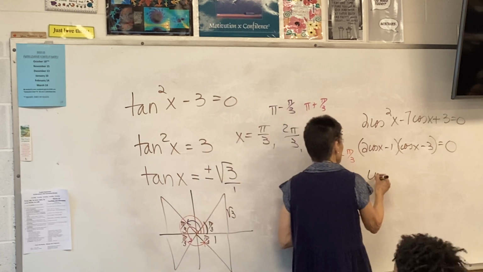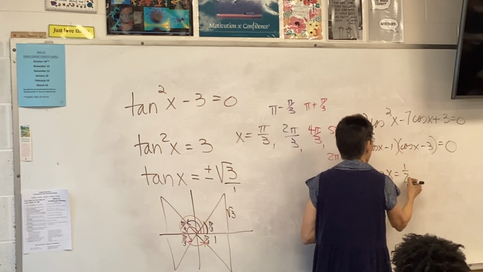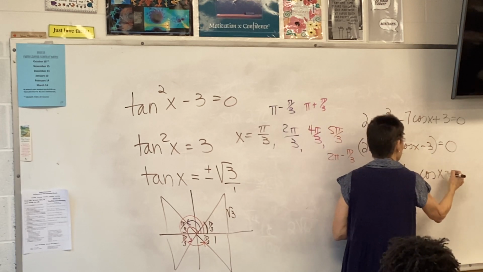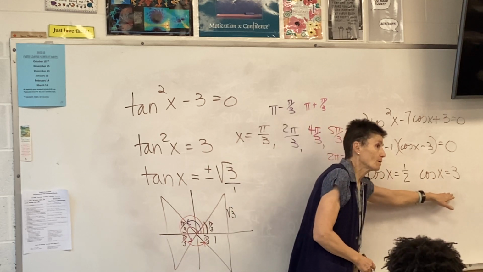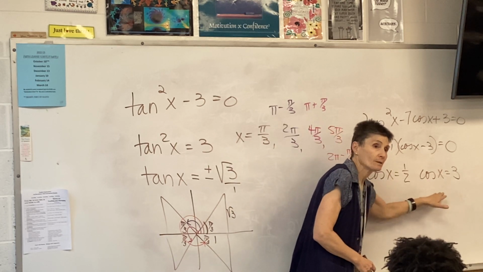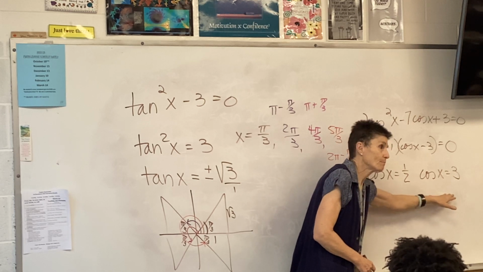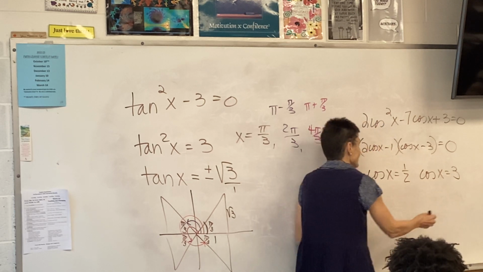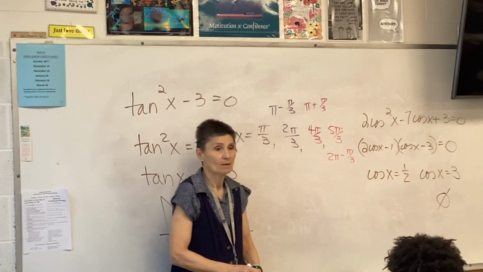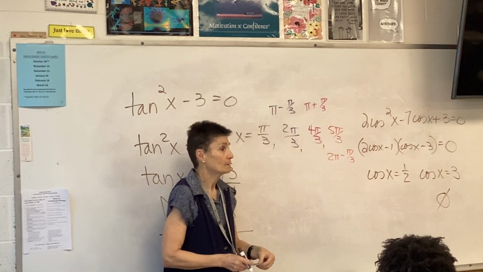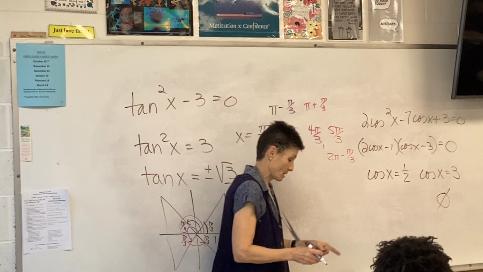So this says cosine equals 1/2 or cosine equals 3. What did we talk about yesterday? What did we say about that? That's a no-go. Cosine cannot be bigger than 1. Okay? So that one is out.